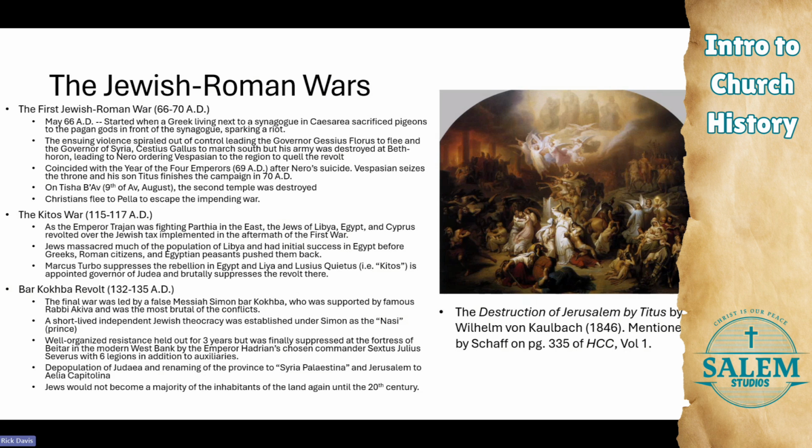And as he was doing this, the Jews of Libya, Egypt, and Cyprus revolted over the Jewish tax that had been implemented in the aftermath of the First Jewish-Roman War. Jews massacred much of the population in Libya and had some initial success in Egypt before the Greek population, along with the Egyptian peasantry, and the Roman citizens that were there in Alexandria repulsed the Jews. And Roman generals Marcus Turbo and then Lucius Quietus, whose name in Greek is essentially transliterated as Kitos, ended up suppressing that revolt, and Kitos in particular brutally suppressed the revolt in Judea.